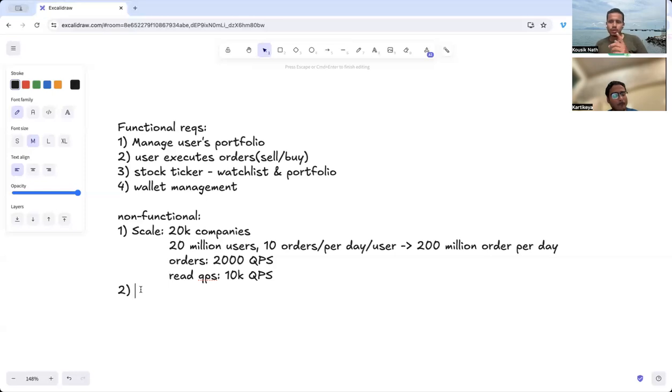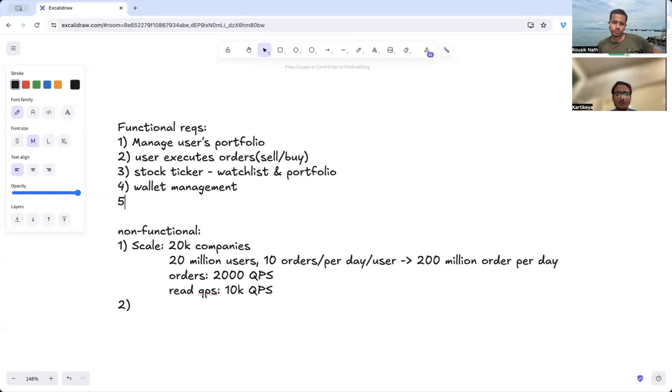Just one second. You came up with a good point of reconciliation. Do you think it should be part of functional requirement? That we should have some kind of reconciler. Wherever money is involved, we do have a reconciliation service. So maybe let's put that into good to have. So, reconciliation service.